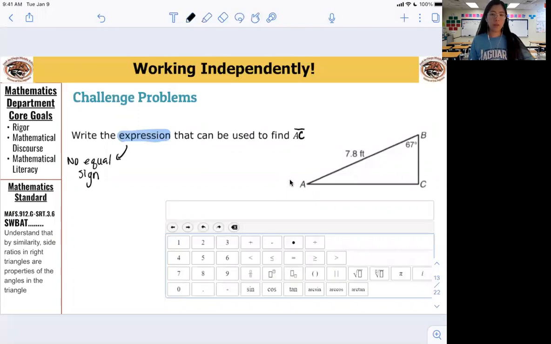Okay? So, we can start off by labeling AC. AC can be our x. Now I have angle B. Which ratio can I use that will implement x and 7.8? Good. Sine of B. Because sine of B, if this is our 90-degree angle, sine is what over what?